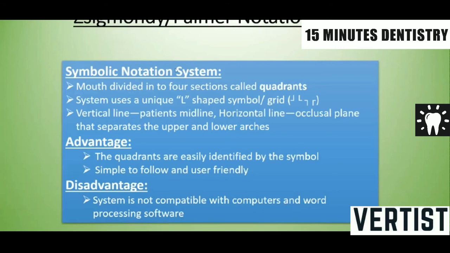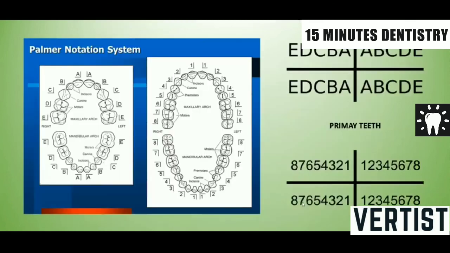Next is the Zsigmondy or Palmer notation system. This is a symbolic notation system, and it uses a unique L-shaped symbol or grid. The vertical line indicates the patient's midline, while the horizontal line indicates the occlusal plane, which separates the upper and the lower arches. Advantages of this system: teeth are easily identified by the symbol, and it is simple to follow and user-friendly. The disadvantage is that it is not compatible with computers and word processing software.